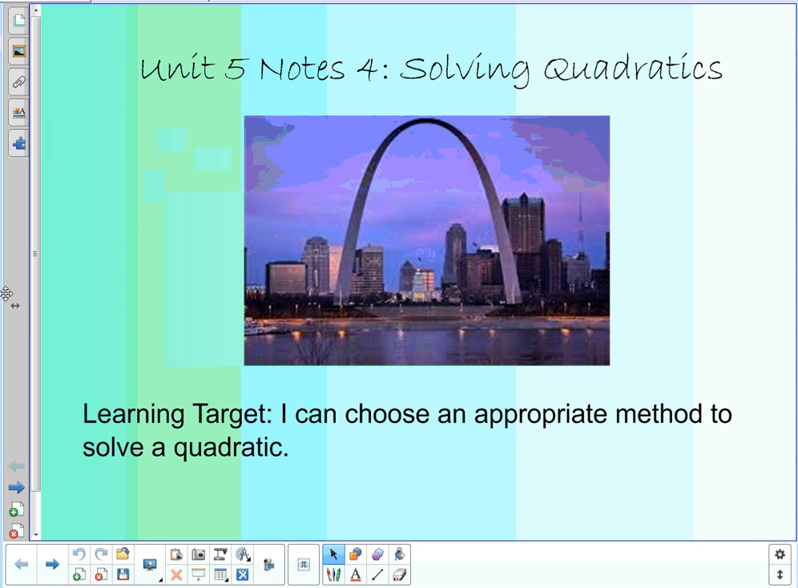Today, our learning target is on choosing an appropriate method to solve a quadratic. So by the end of the day, hopefully you are able to determine how to solve a quadratic, because there's lots of different ways that we've learned.